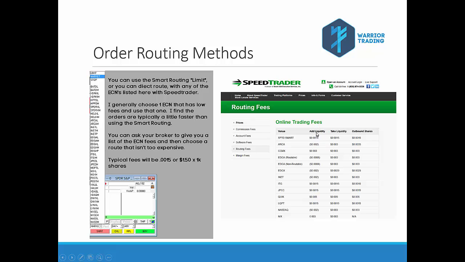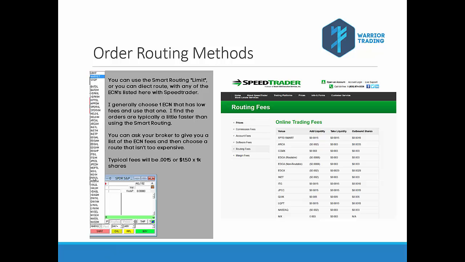Some of them charge fees, others will give you credit. They give you a refund, a slight refund. It's not a big one, but if you're trading with large size, it can certainly add up. And then they also have here Smart, SpeedTrader Smart. This is their own custom route. And what it's going to do is route your order to whichever route they think is going to be fastest.